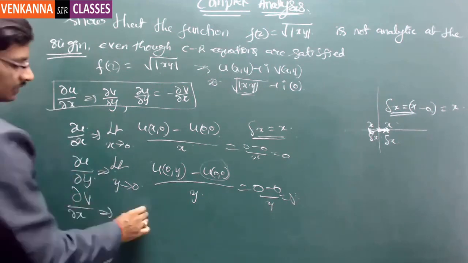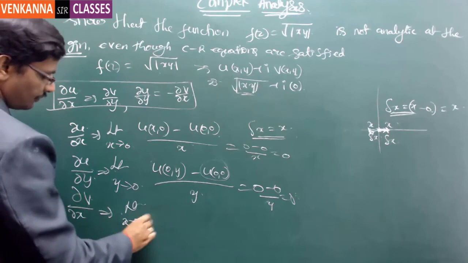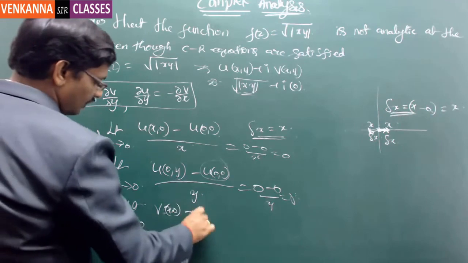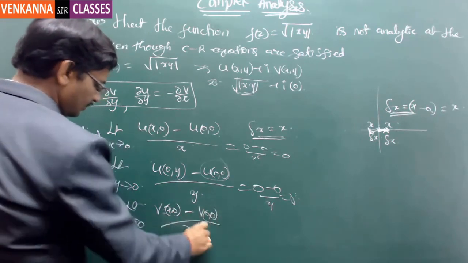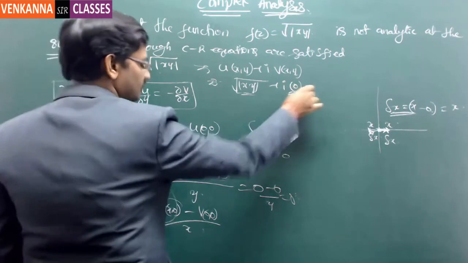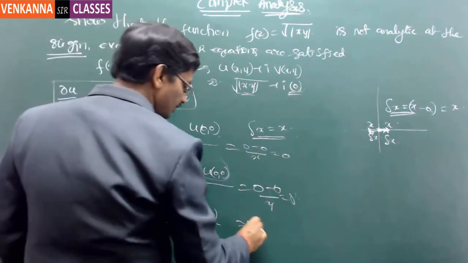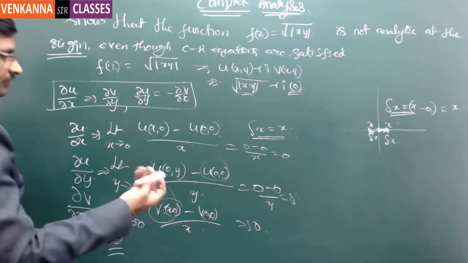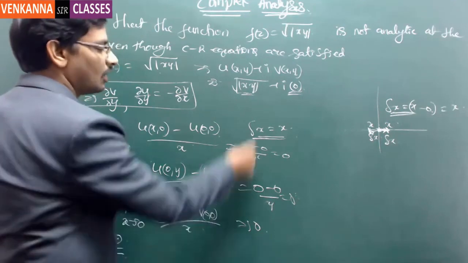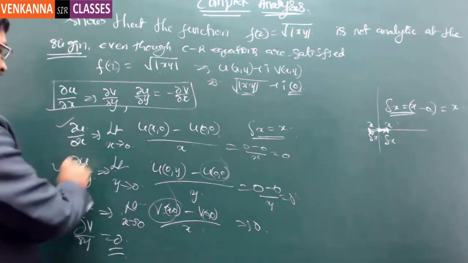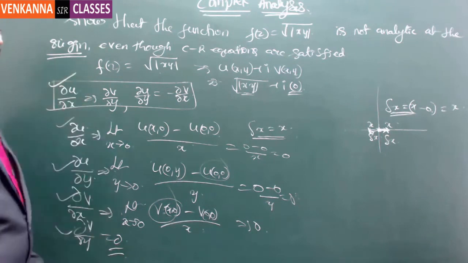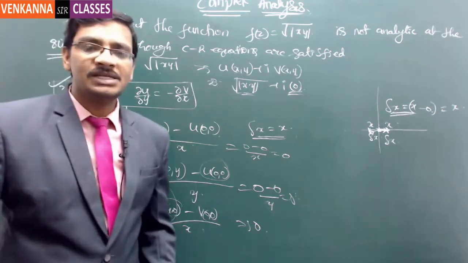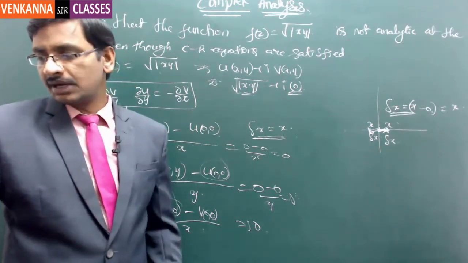So ∂v/∂x is the limit as x tends to 0 of [v(0,x) minus v(0,0)] divided by x. So this is anyway 0, because this value is 0 and v(0,0) is anyway 0. This is also 0. Similarly, ∂v/∂y is also equal to 0 because y is anyway a 0 function. Hence, the CR equations are all being 0. The CR equations are getting satisfied. Got it? So the CR equations are getting satisfied. Hence, ideally, if the CR equations are getting satisfied, the derivative should exist. Correct or not?